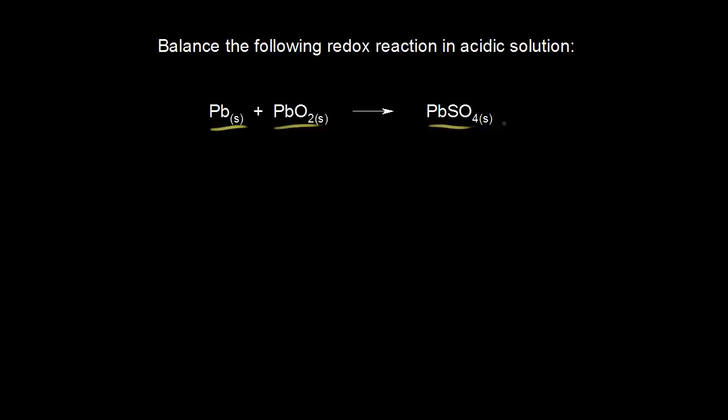In a previous video, I've already gone over how to balance a redox reaction in acidic solution. So this video is just a review of that one using the lead storage battery as an example. The first thing we need to do is assign oxidation states, and we'll start with solid lead. The oxidation state of an element is 0, so it's 0 for solid lead.